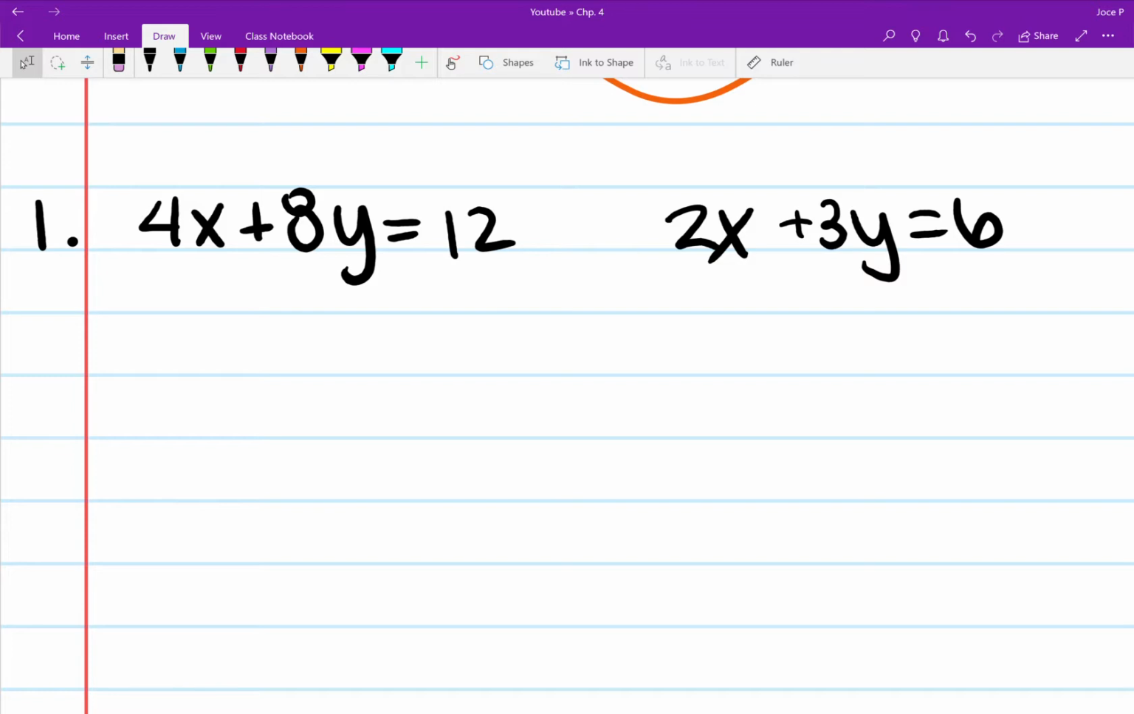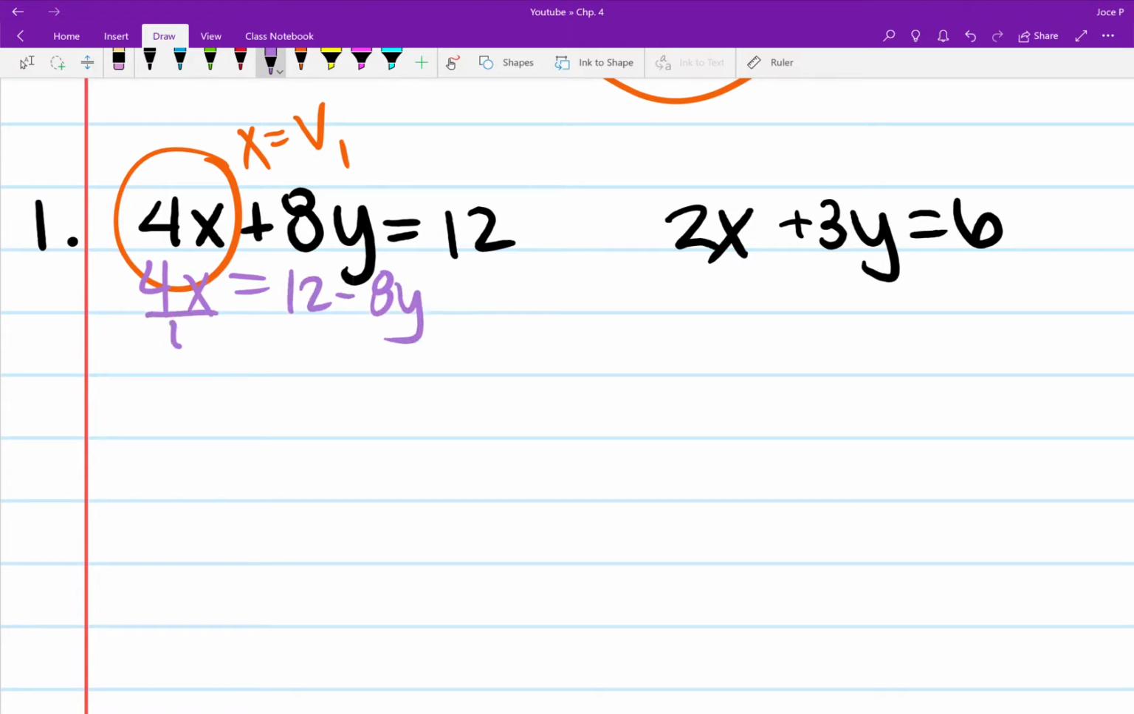So, first, let's choose a variable to isolate. Some people might go originally for the y to isolate. However, if you look deeper into the equation and try to anticipate one of the further steps, you're going to end up with a fraction eventually when you have to divide an odd number by 2 over here. So let's not do that. Let's choose x. Let's make x on this side equal v1. So we're going to have 4x equals 12 minus 8y. Divide each side by 4. x is going to equal 3 minus 2y.